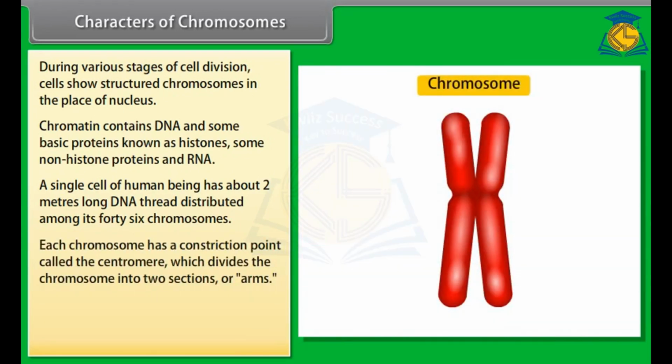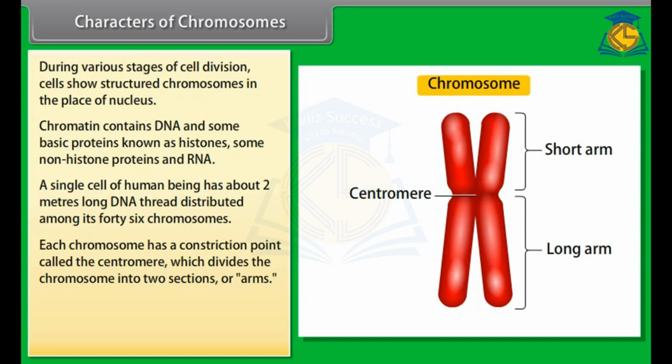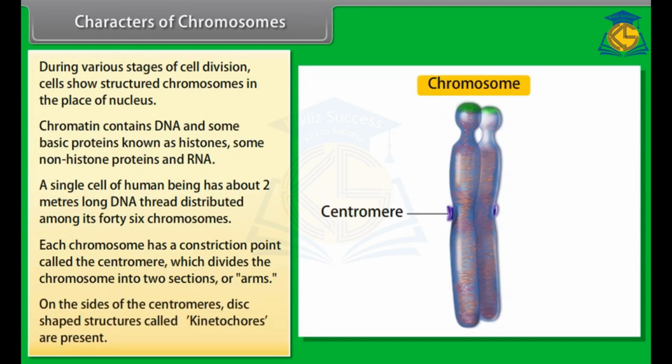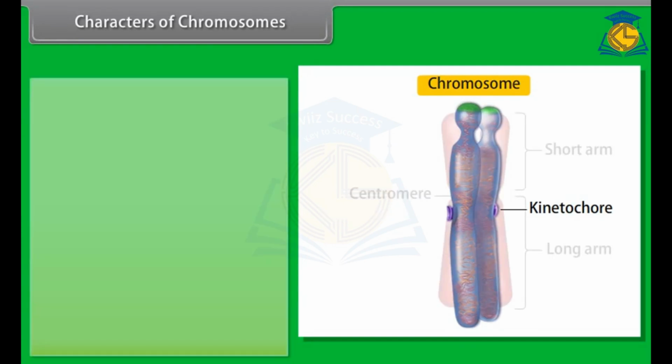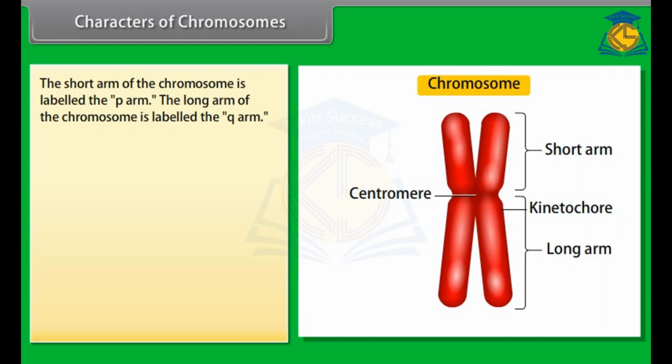Each chromosome has a constriction point called the centromere, which divides the chromosome into two sections or arms. On the sides of the centromeres, disc-shaped structures called kinetochores are present. The short arm of the chromosome is labeled the P arm. The long arm of the chromosome is labeled the Q arm.